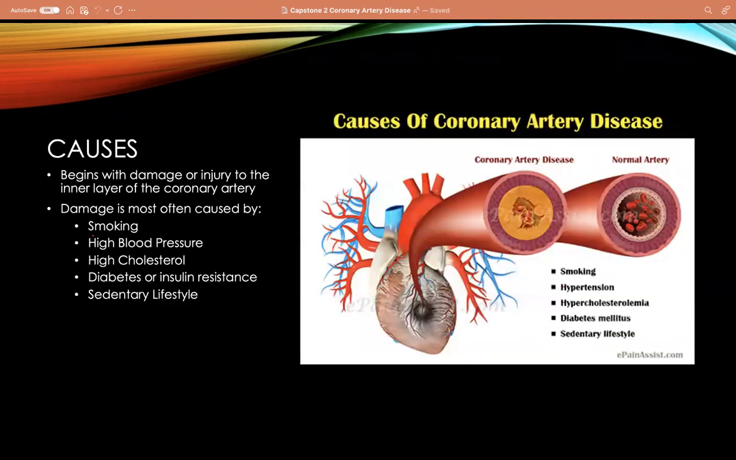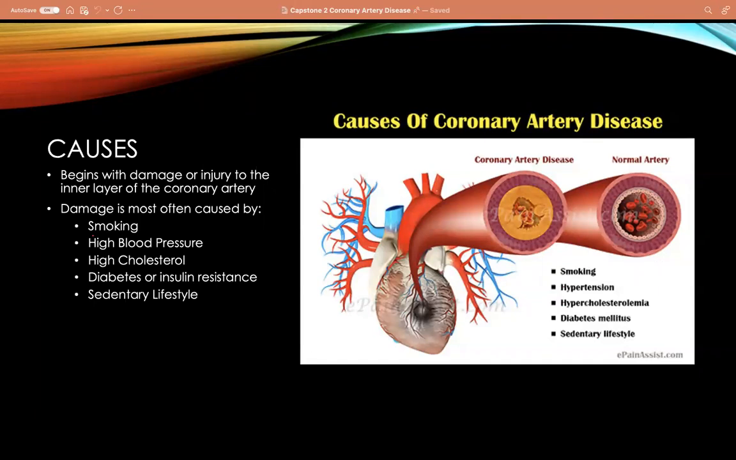Causes of coronary artery disease begin with damage or injury to the inner layer of the coronary artery. Damage is most often caused by smoking, high blood pressure, high cholesterol, diabetes or insulin resistance, and having a sedentary lifestyle. It can also be caused by hypertension, hypercholesterolemia, diabetes mellitus, and not being active. Coronary artery disease causes the arteries to look different on the inside, as you can see in the picture depicted on the slide.